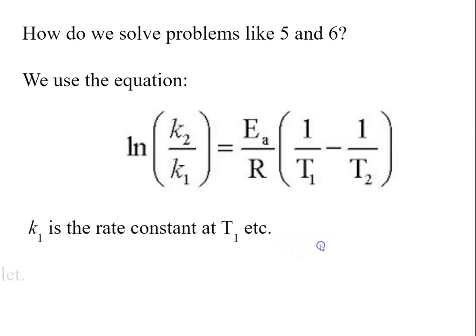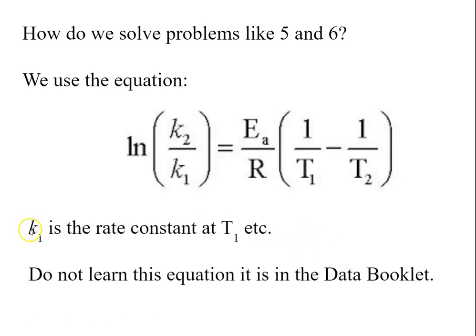Okay, there we've got K1 is the rate constant at temperature 1, K2 the rate constant at temperature 2. And it doesn't matter which way round you have as T1 and T2, as long as you're consistent with the formula. So that is the end of this section.